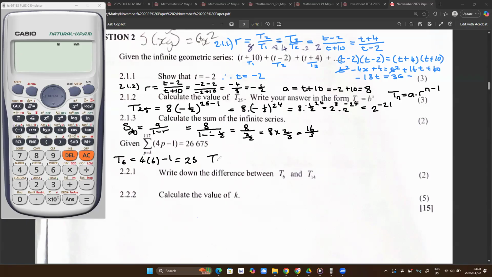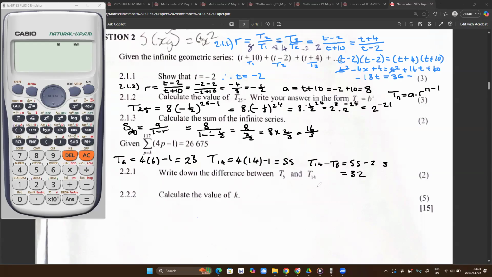Now our T14 is equal to 4 times 14 minus 1, which is 55. And the difference between that, T14 minus T6, is equal to 55 minus 23. That looks like a 5, but it's a 3, 23. And that's going to be 32.